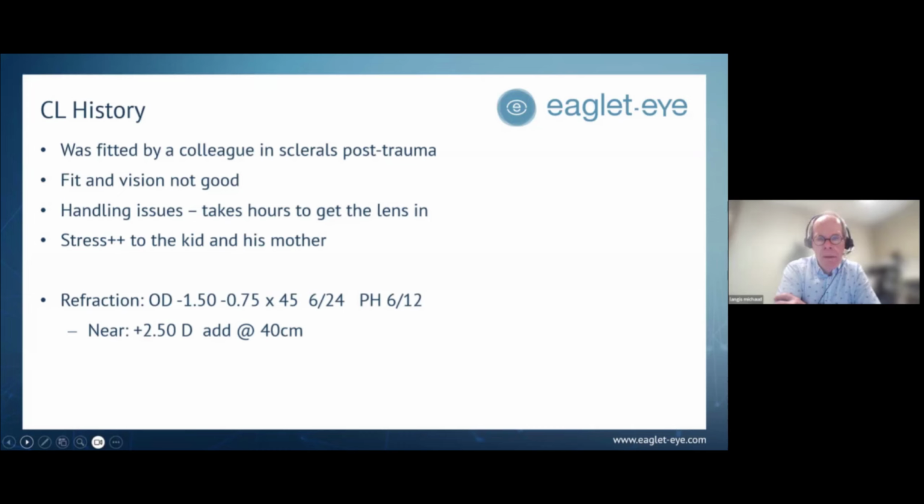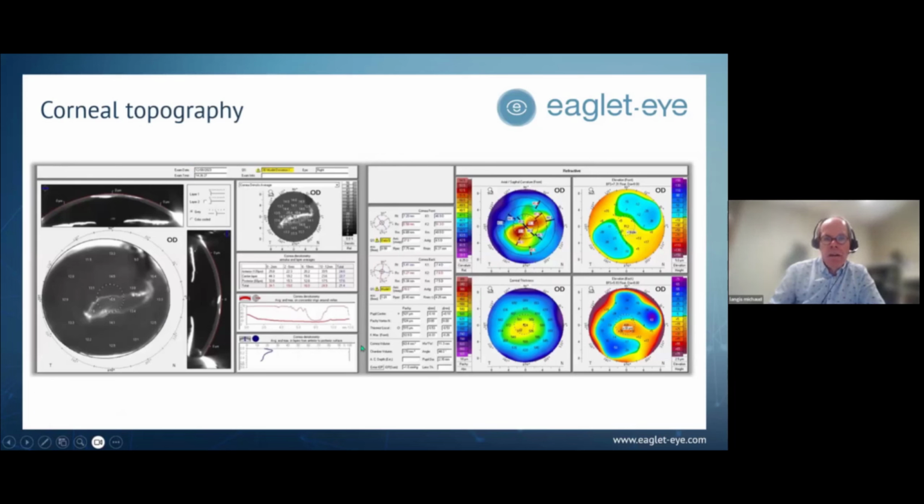His refraction was 624, and visual acuity 624. Obviously, he needed also an addition at near, because he has no crystalline lens anymore.